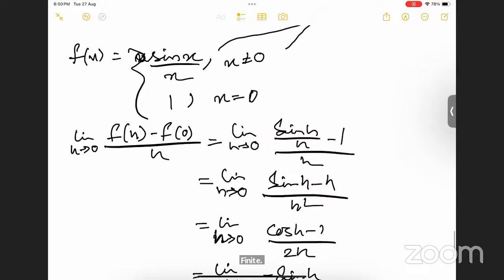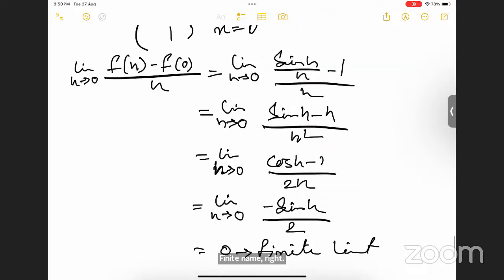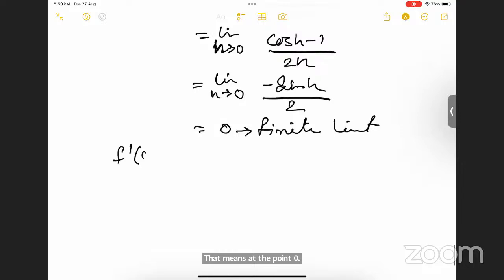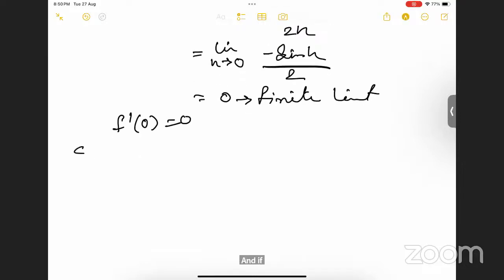That means at the point 0, the derivative exists for the function and f dash 0 is equal to 0, right? Then what is the equation of the tangent?